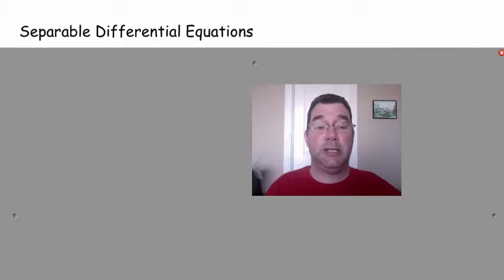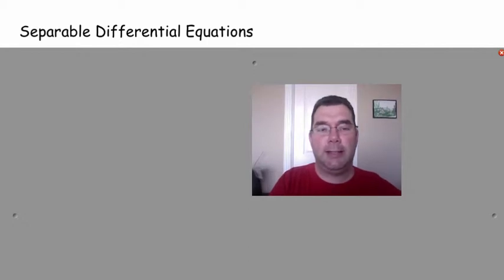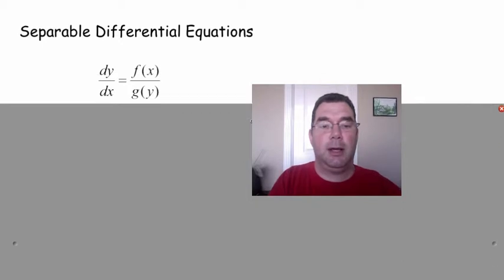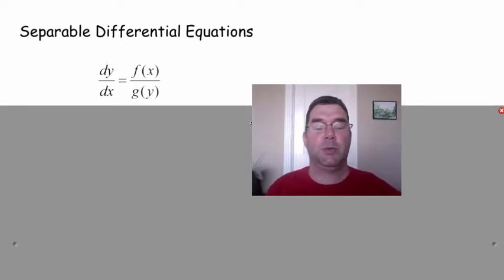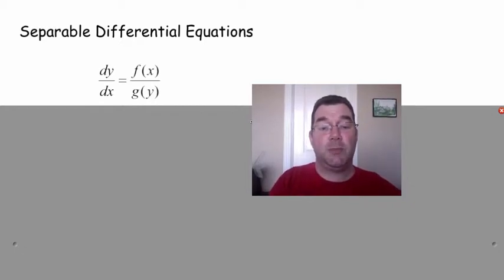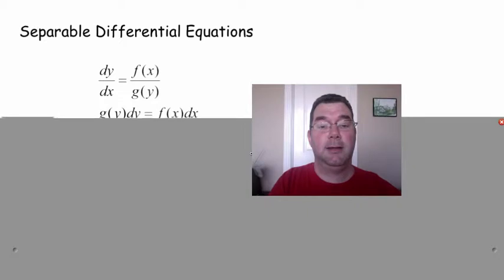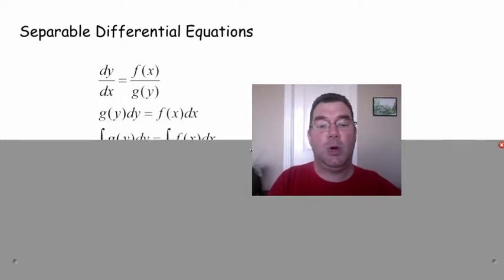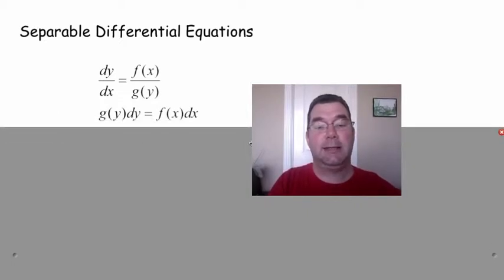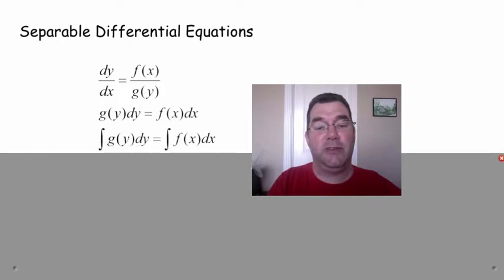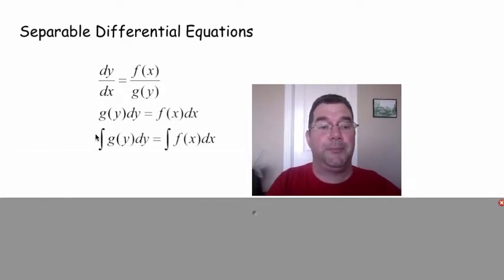All right, the last section in this chapter is on separable differential equations. And you will recognize a separable differential equation because it is normally in this form: dy/dx equals some function of x over some function of y. So that when you cross multiply them, you get the function of y and dy together on the same side, and you get the function of x and dx together on the other side. What that allows you to do is just take the antiderivative of each side and solve from there.